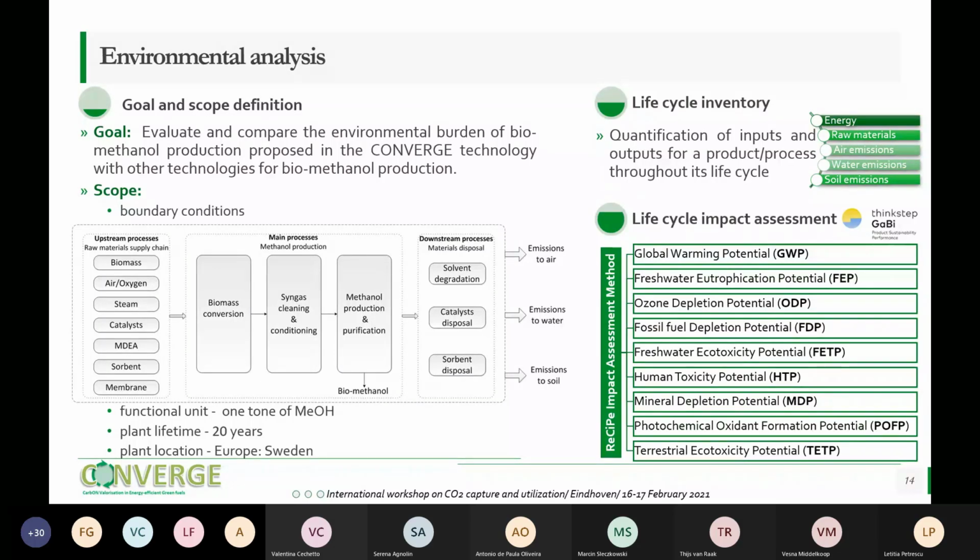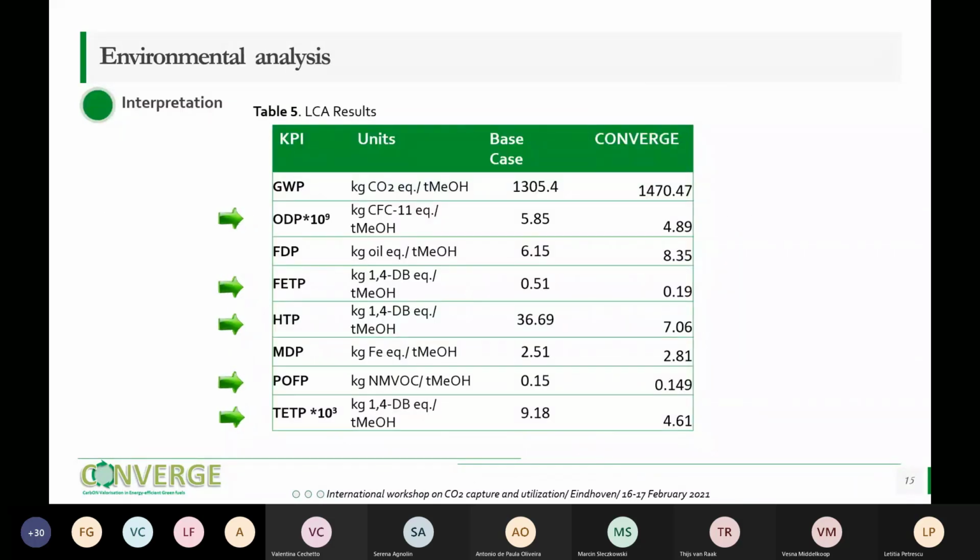Global warming potential, freshwater eutrophication potential, ozone depletion potential, and so on. So these are some preliminary environmental results where we have summarized the results in the base case and in the Converge case. As you can notice from this table, there are some environmental impact indicators such as ozone depletion potential, freshwater eutrophication potential, human toxicity potential, terrestrial ecotoxicity potential, which perform better in the Converge case.